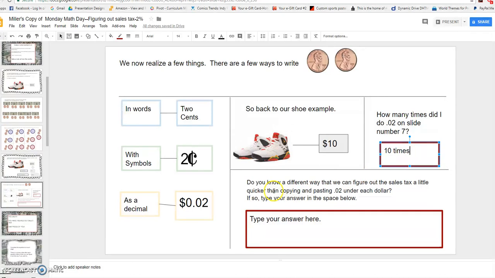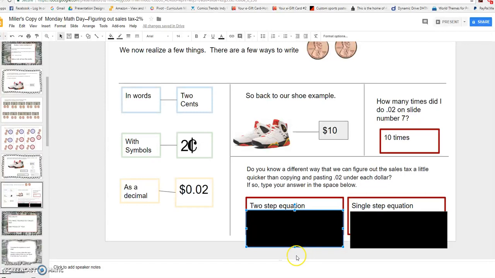Okay? So can you come up with an equation? There's an equation that you could write that would show how to do this so that I don't have to put 0.20 under each dollar. Go ahead and push pause and take a moment and see if you can write the equation, and then push play again, and you're going to see where I've put my equation.